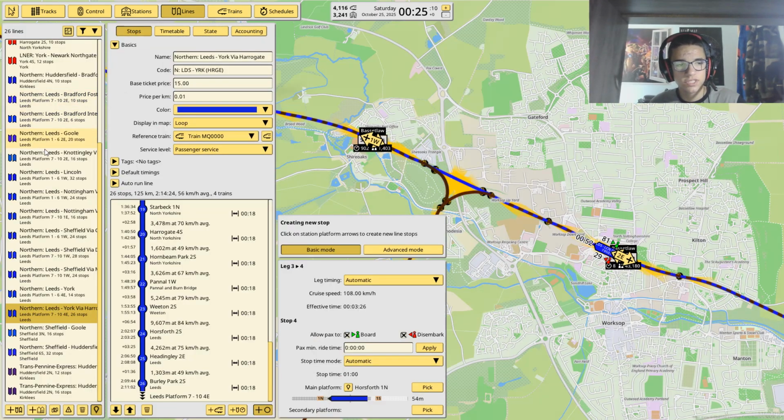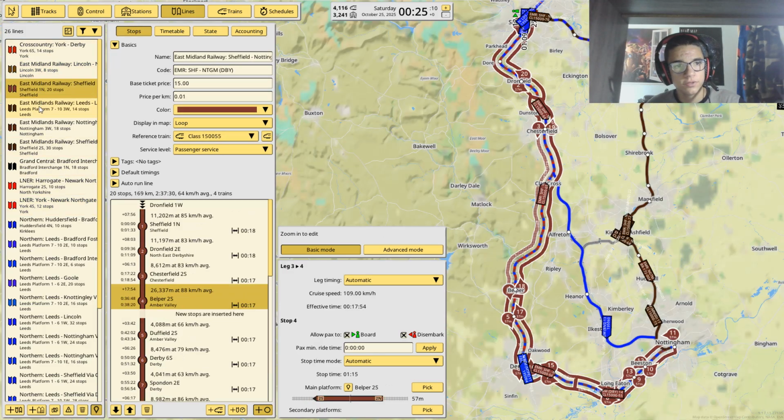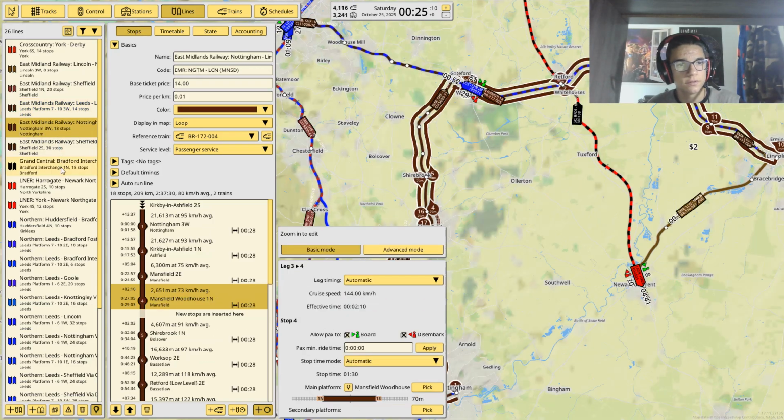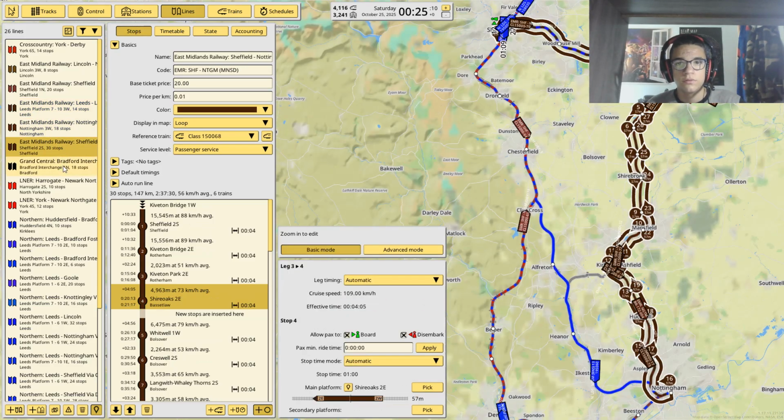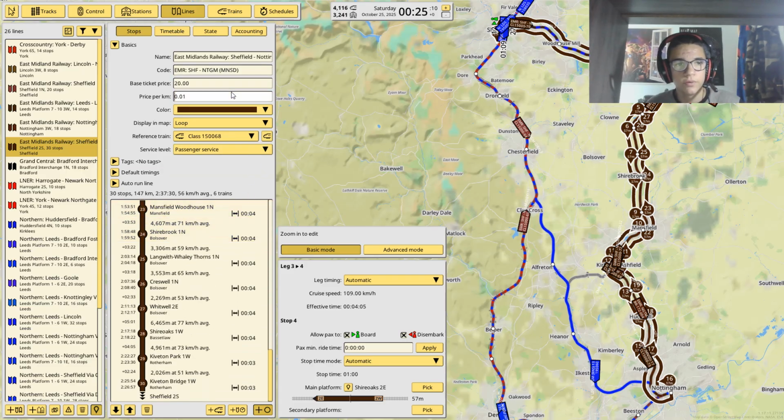Right, let me actually check on the other line. So, Sheffield to Nottingham. Sheffield to Nottingham. Right, okay, so how many trains does this have? I think we might need way more price changes in this. We might need this amount, I would say, maybe. Or maybe 0.02. I think this would be good.